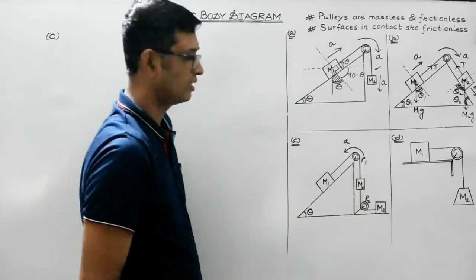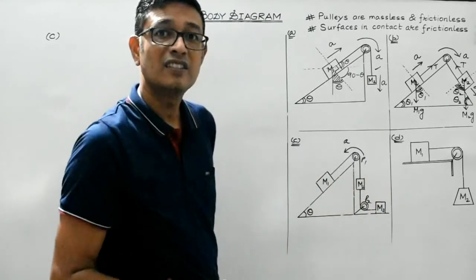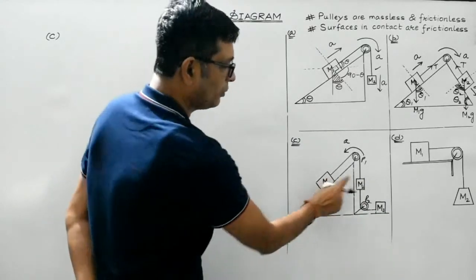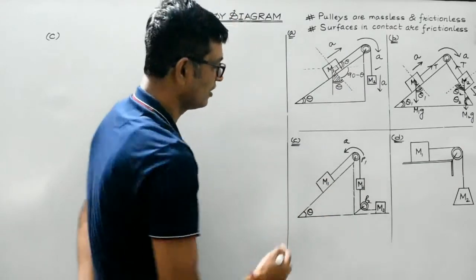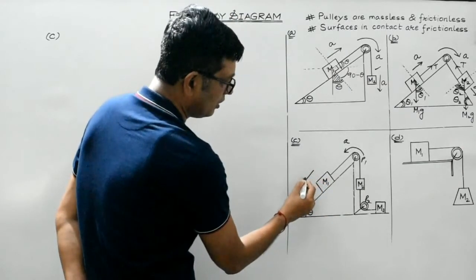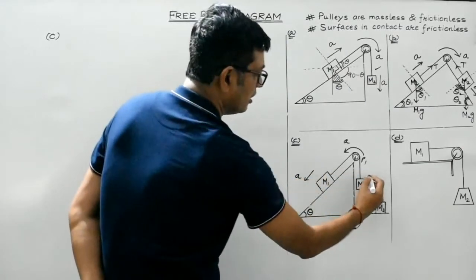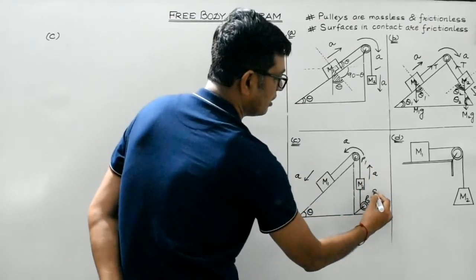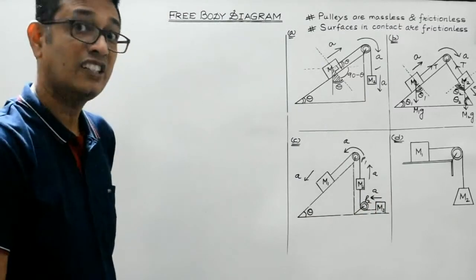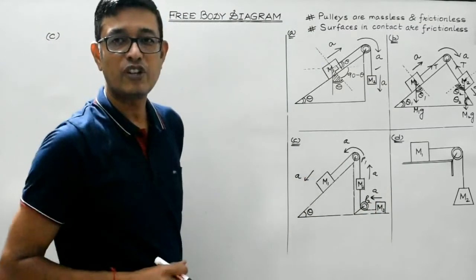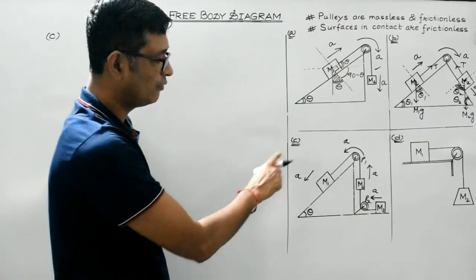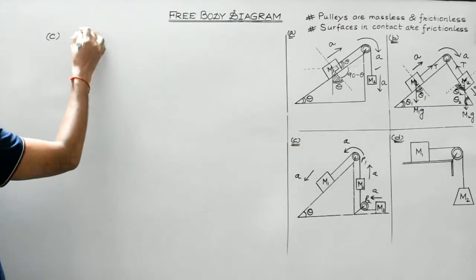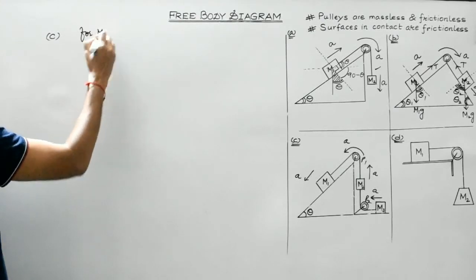So it is but obvious that all the three bodies during the same time will cover the same distance. Therefore, all the three bodies will possess the same acceleration. So if this body is having acceleration A, it will also have acceleration A and it will also have acceleration A. Right? Now let's try to construct the equations using free body diagram of mass M1, M2 and M3. So let's start with M1.